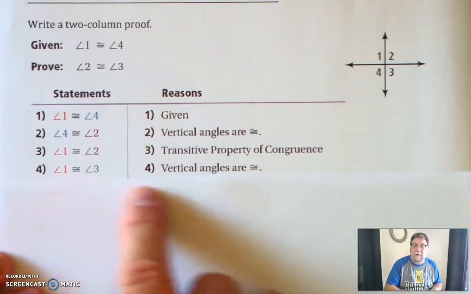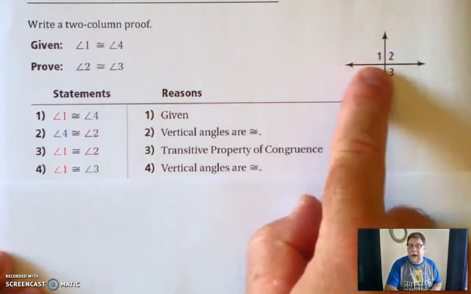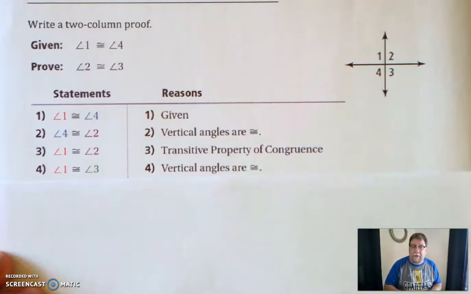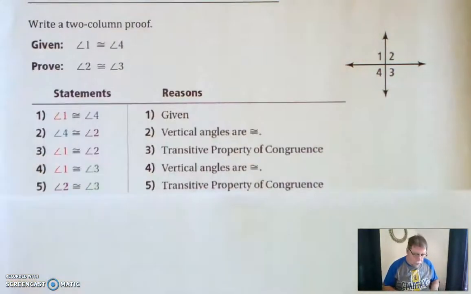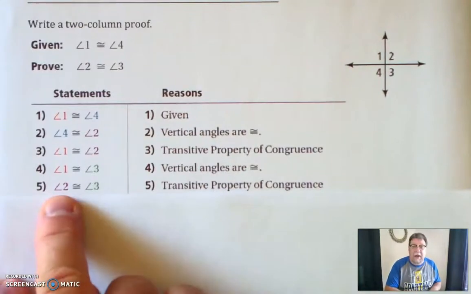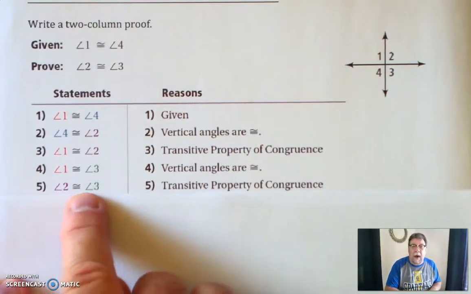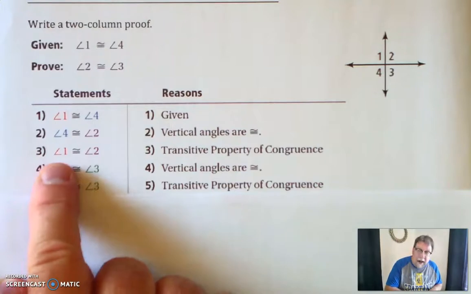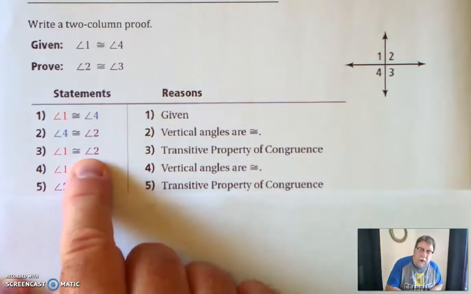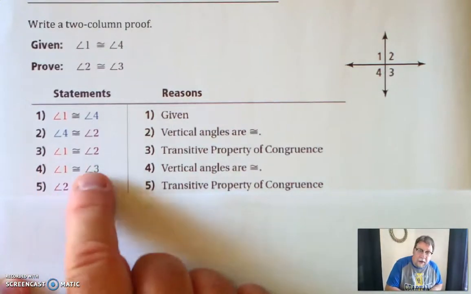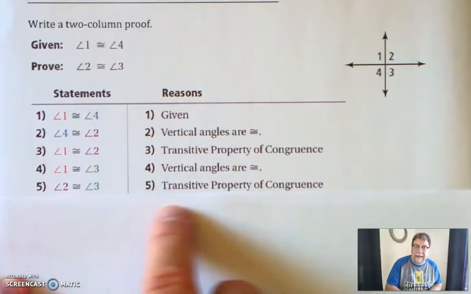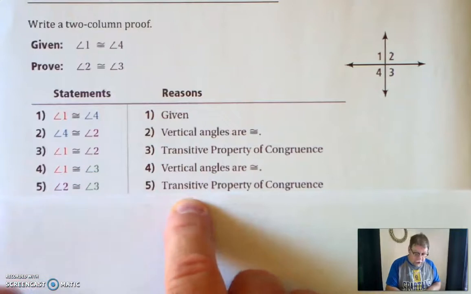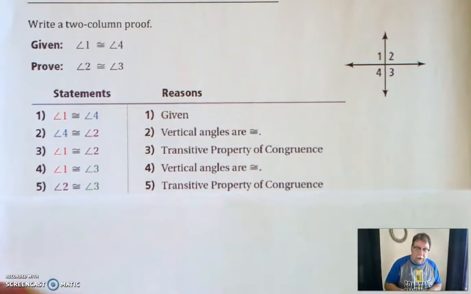Again, here we go. Angle 1 and angle 3 are vertical angles, so they have to be congruent. Then we come back and we use the transitive property one more time, and we say angle 2 and angle 3 are congruent. Why? Because if angle 2 is congruent to angle 1 and angle 3 is congruent to angle 1, then 2 and 3 have to be congruent to each other by that same reason that we showed that 1 and 2 were congruent, the transitive property of congruence.